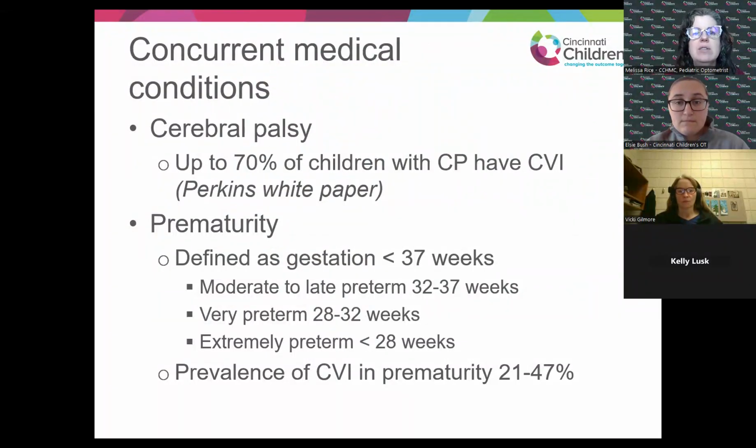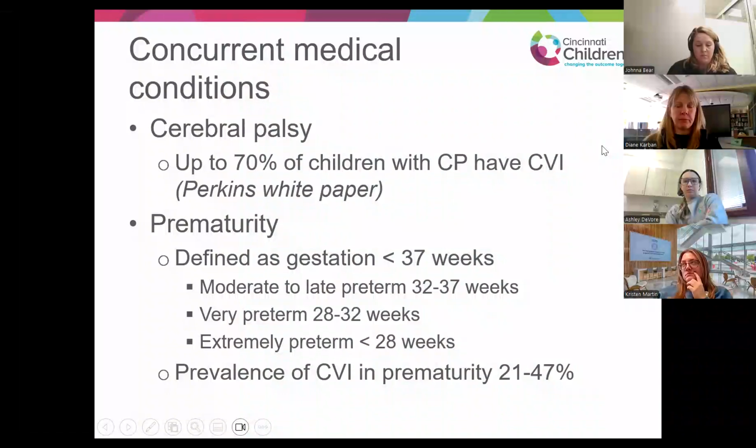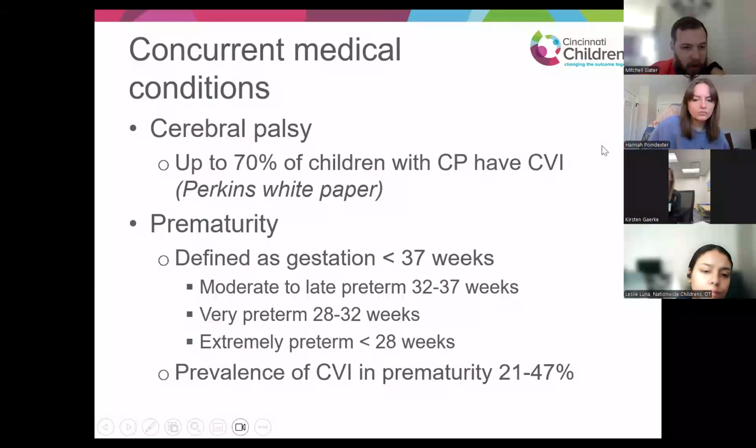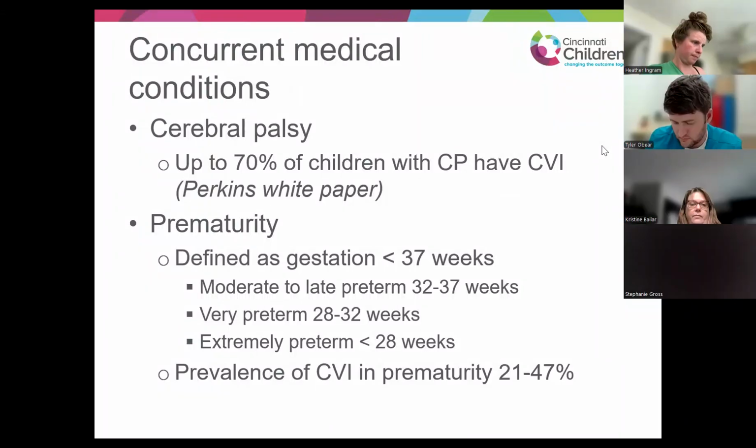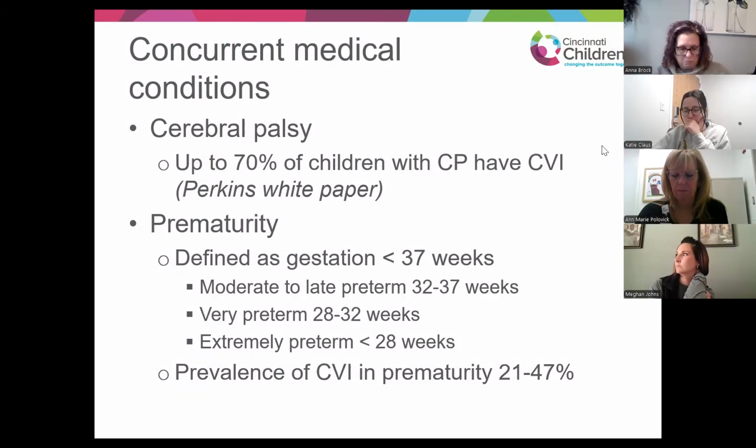And so this kind of goes into that too, concurrent medical conditions. CP is huge. The Perkins white paper reported up to 70%. And so depending on what you look at, in our population it was about 50%, up to 70% of children with CP have CVI. So I think it's something for all of us providing care for children with CP to be mindful of. And if they don't have any early signs that are more severe, maybe have them checked more thoroughly when they're 5, 6, getting into school.